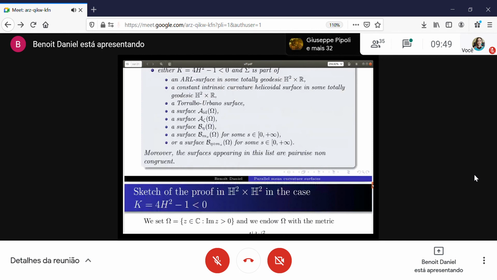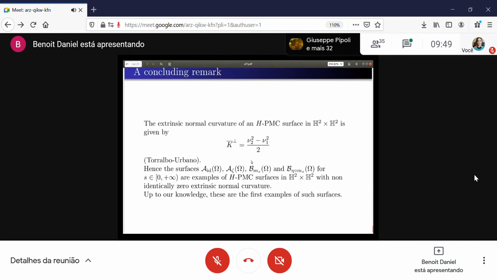It provides some surfaces with extrinsic normal curvature, which is given by this formula here, that does not vanish. And again, it was given as a problem whether it exists or not. So this provides some examples of these surfaces with this property. Okay. And I think I will stop here, and so thanks for your attention.